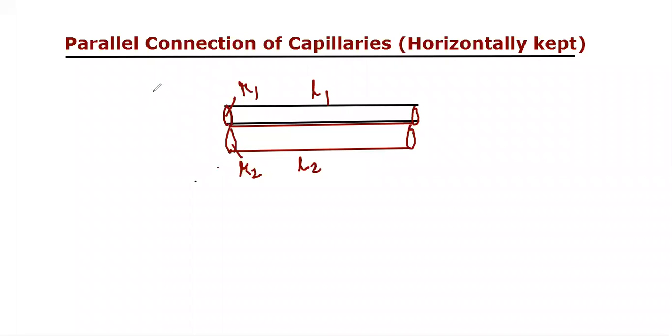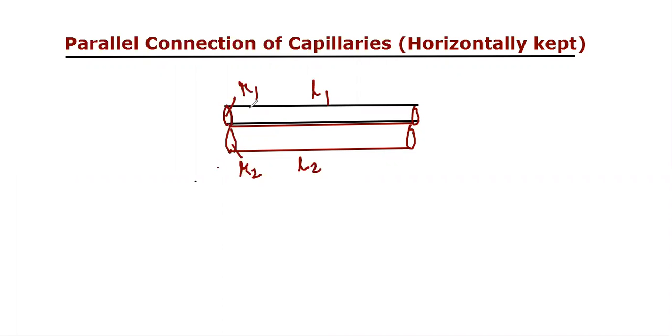So we are discussing today the parallel connection of capillaries, that is, when they are kept horizontally. We'll try to understand how they behave, how the flow of liquid or the flow of fluid behaves through a capillary. So suppose these two capillaries are kept parallelly.